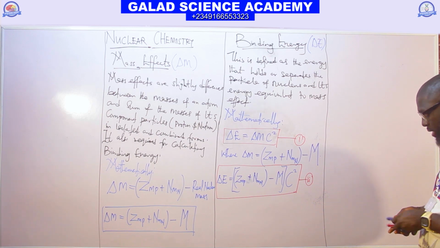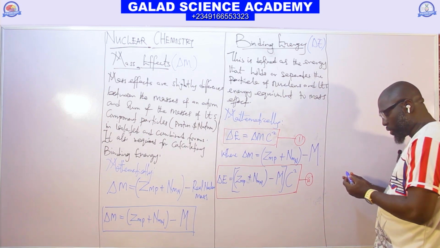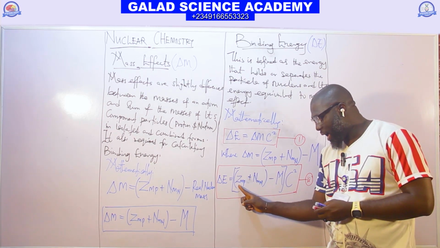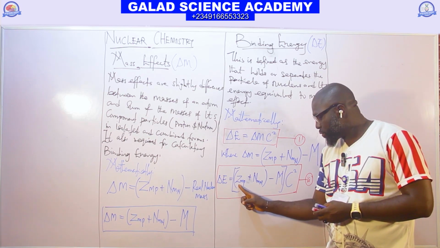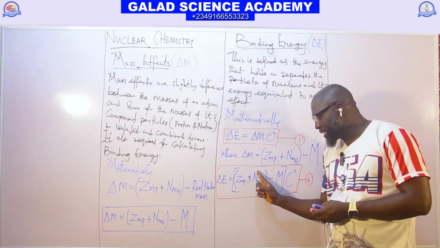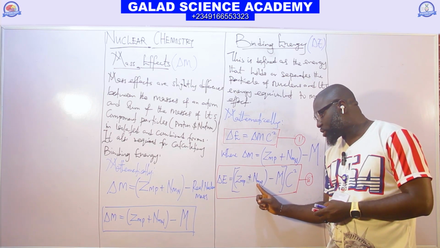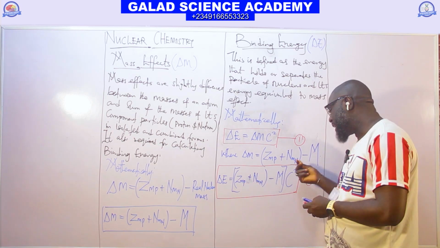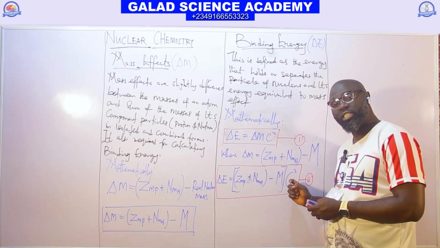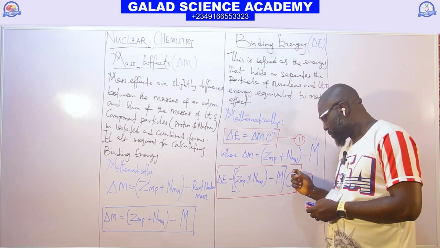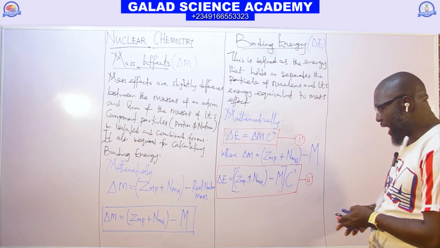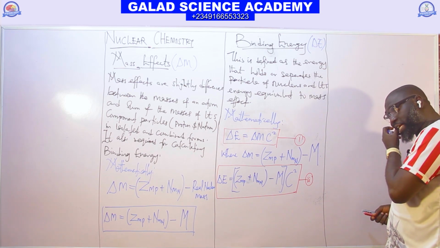From this, this is equation 2. This Z means number of proton times mass of proton. This N, number of neutron times mass of neutron, added together, minus real nuclear mass of that atom, multiplied by C squared, where C squared is speed of light.